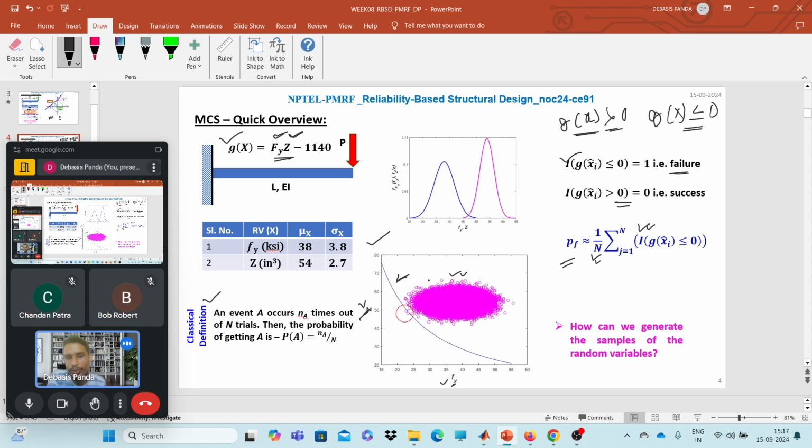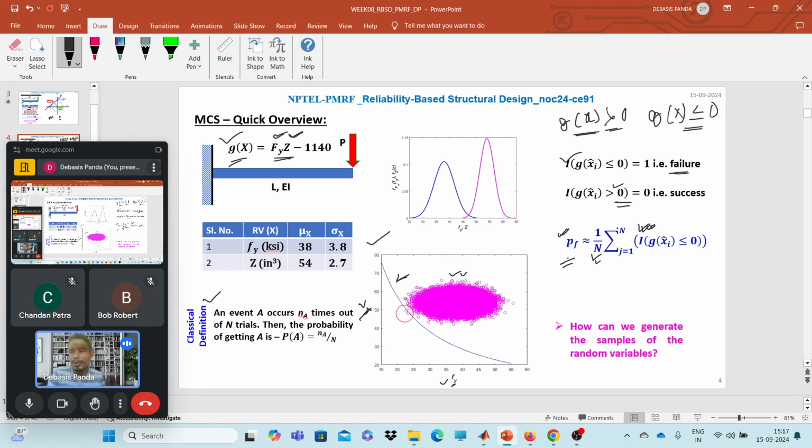Now using those random samples, we put them in our limit state function and check how many times the limit state function is greater than 0. When g(x) is greater than 0, we call it success, and when g(x) is less than or equal to 0, we call it failure. Now we are calculating the probability of failure. So for the failure we assign an indicator function I, which will be 1 when g(x) is less than or equal to 0. Now we store the total number of failures. Your classical definition of probability says, if an event A occurs n_A times out of n trials, then the probability of getting A is n_A by n. So what should the probability of failure be here? It's nothing but the total number of failures, which we have collected through the indicator function, divided by the total number of samples.